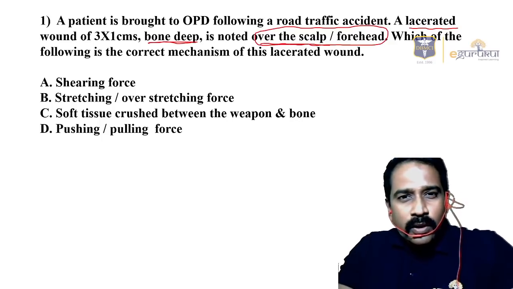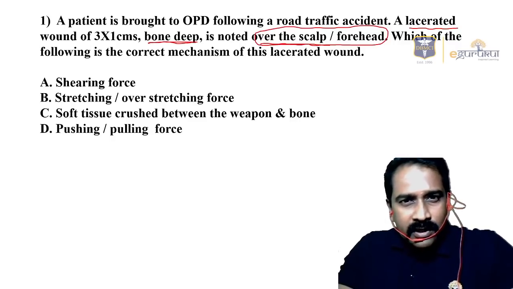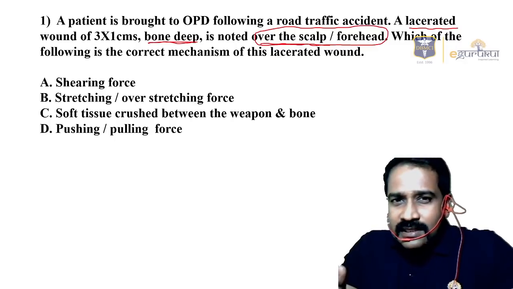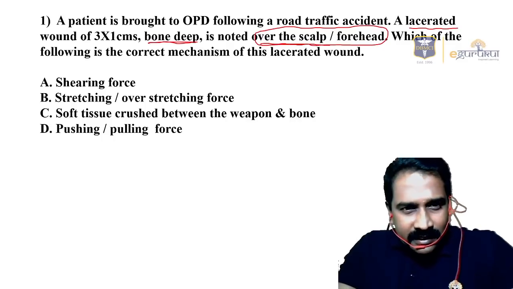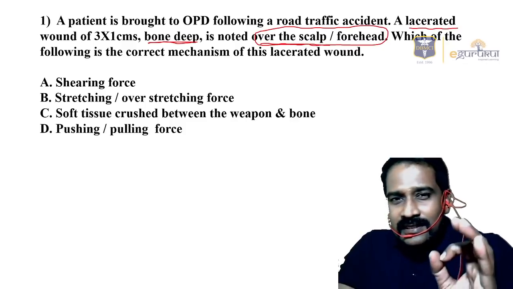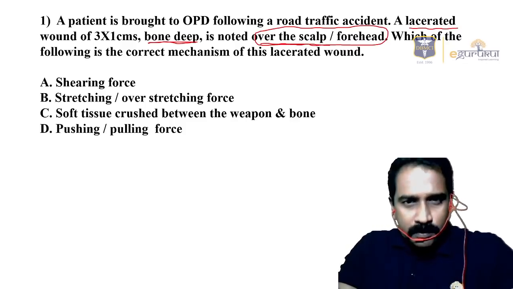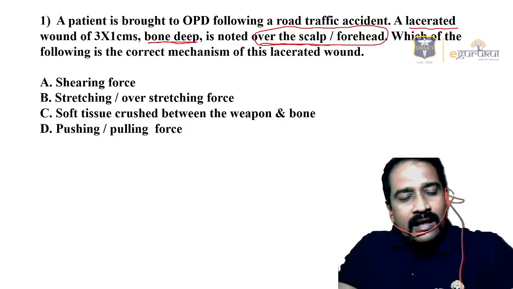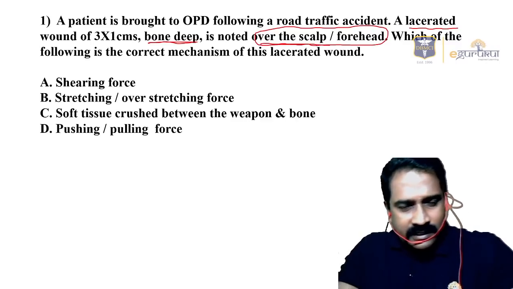This is noted on that particular part of the body wherein immediately beneath the skin there is a bone. So here the skin is sandwiched, crushed between two hard objects: one the underlying bone, and the other either the weapon or the hard floor or ground. In a road traffic accident, it's the ground.